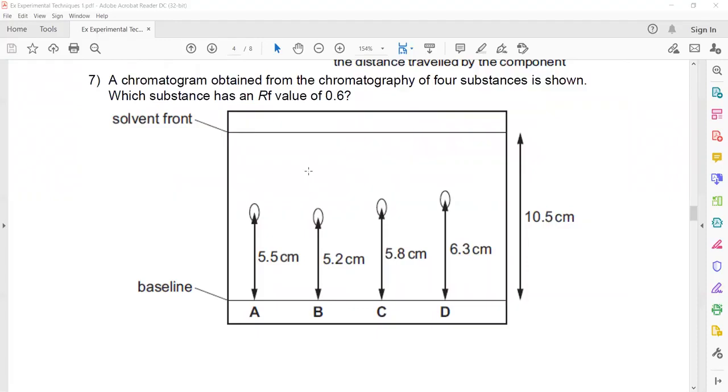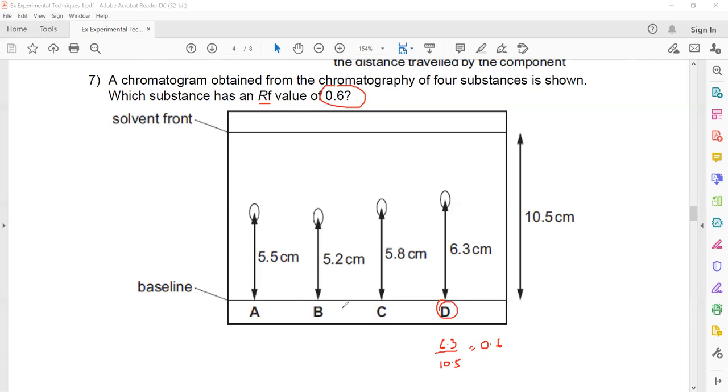Question 7. A chromatogram is obtained from the chromatography of four substances. Which substance has an RF value of 0.6? The formula to calculate RF value is the distance moved by the spot divided by the distance moved by the solvent. The distance moved by the spot is 6.3, and the distance moved by the solvent front is 10.5. So this will come out as 0.6. So for question 7, D will be the right answer.